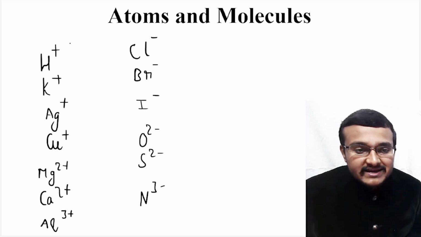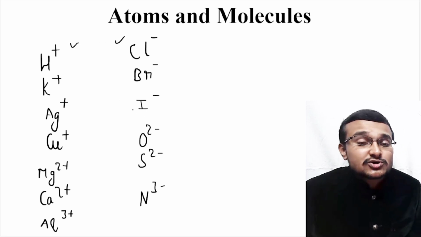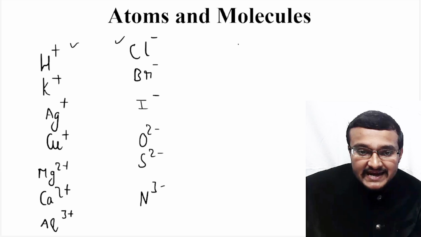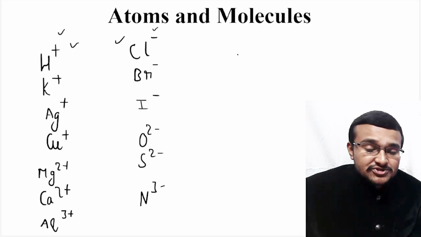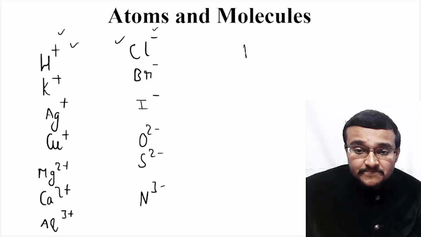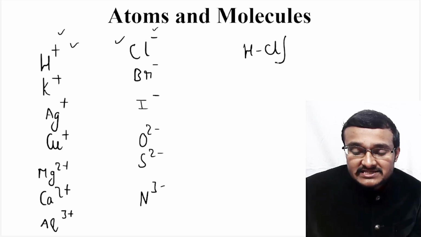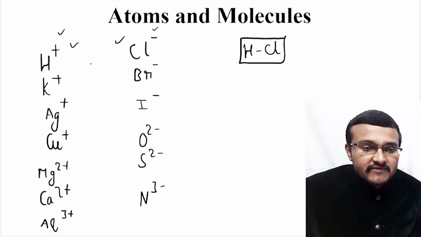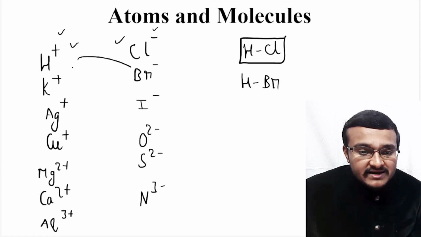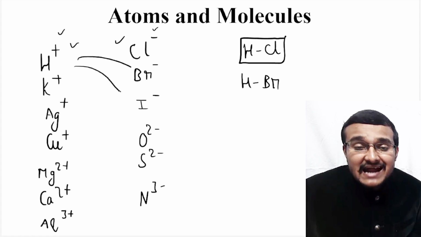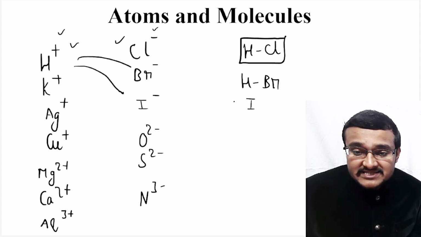Now if I consider hydrogen and chlorine, hydrogen and chlorine can form a bond with each other, because H plus and Cl minus, if they combine together, then the one positive charge and one negative charge of hydrogen and Cl will get cancelled with each other, and there will be HCl molecule formation. Hydrogen and bromine can also form a bond as HBr. Hydrogen and iodine can form HI as the compound.